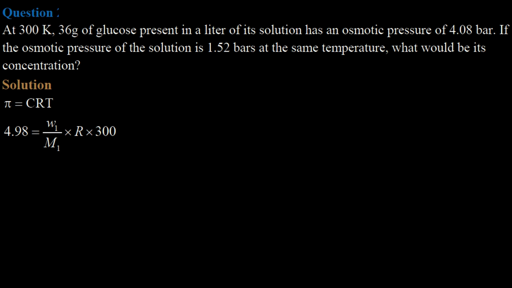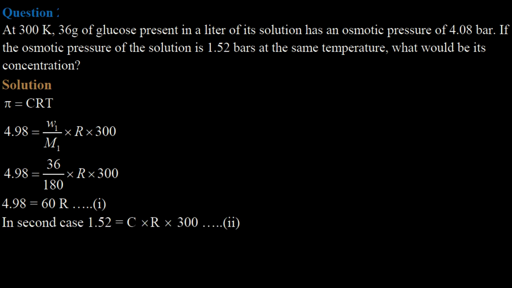Concentration is mass by molar mass, that is W1 by M1, into R into 300. Similarly, 4.98 is equal to 36 divided by 180 into R into 300. You get 4.98 equals 60 R, where mass by molar mass is taken as the number of moles. In the second case, the osmotic pressure is changing. It is 1.52, and you are asked to calculate the concentration.